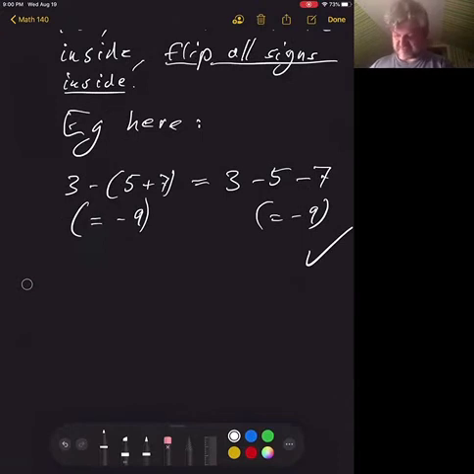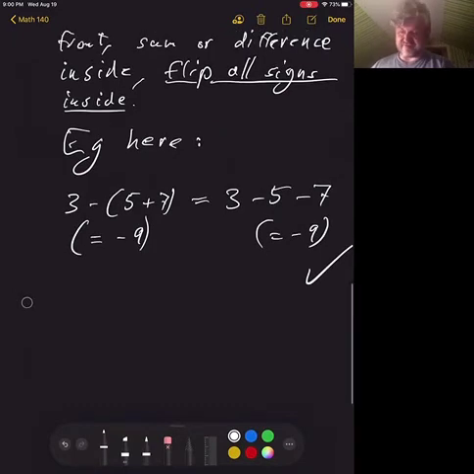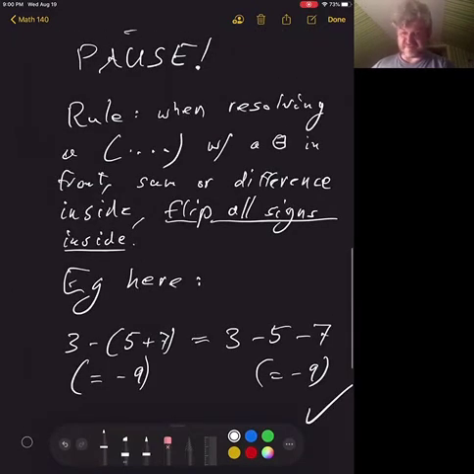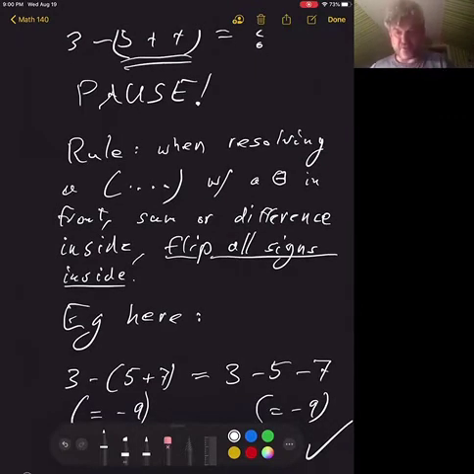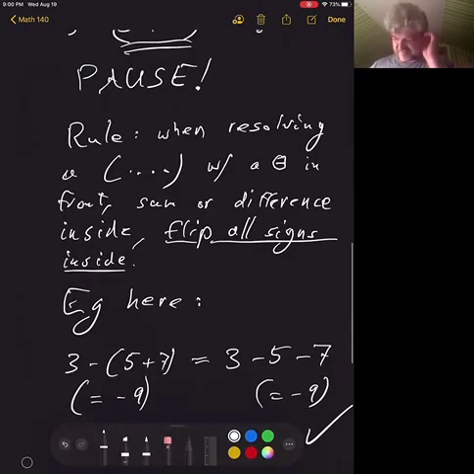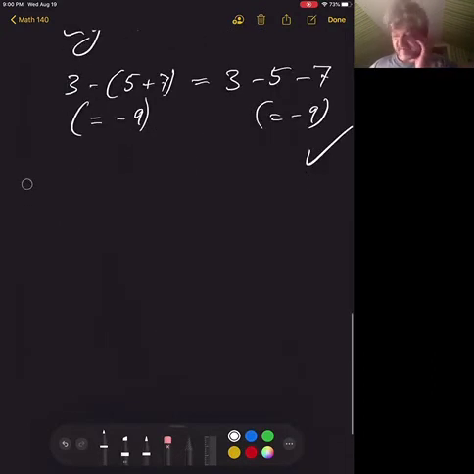When you're removing a parenthesis with a negative sign in front, flip all the signs. If you're removing a parenthesis with a positive sign in front of it, you can just remove it. It's gone. And you still have the same quantity. So that was something like my first example. All right.